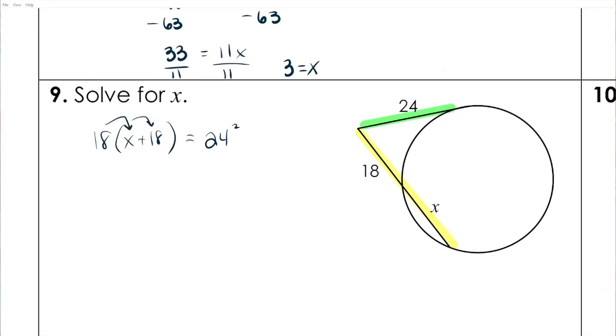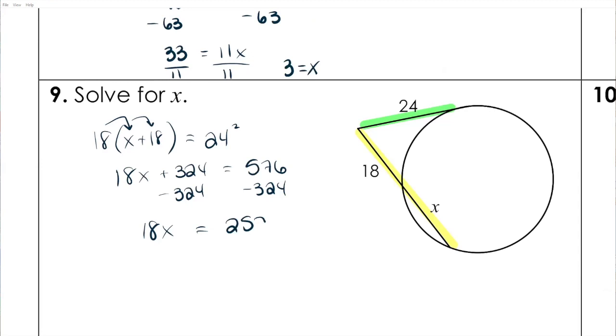Does anybody see the awesome quadratics that is coming? 18 squared is 324. 24 squared is 576. We're still linear right now. But factoring's coming. 18x is 252. Dividing by 18, x is 14.